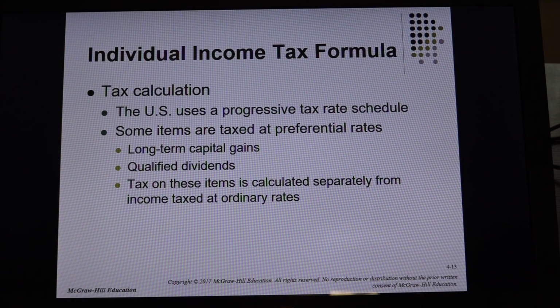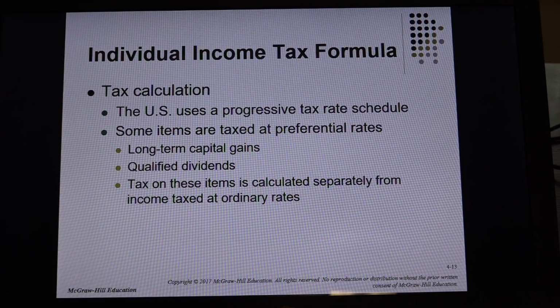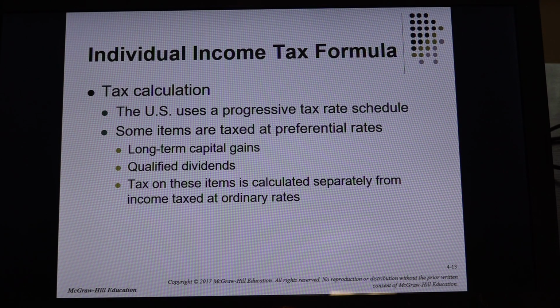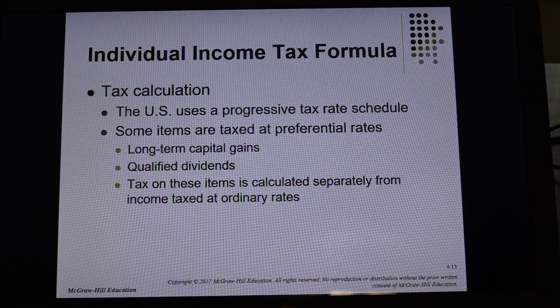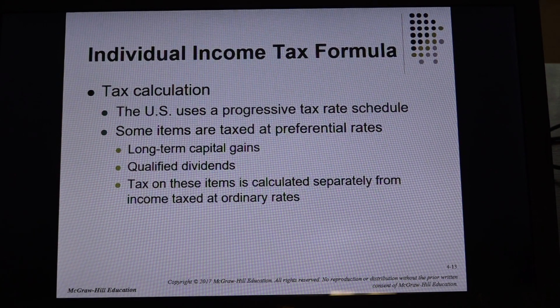So if you're using software, obviously this does it for you automatically. Income up to a certain amount is taxed at 10%. Then a certain amount above that is taxed at 15%, and then a certain amount above that cap at 15% is taxed at 25%, and so on and so forth. Again, certain items are included in taxable income to consider the amount of tax you pay for those preferential items, such as long-term capital gains, qualified dividends, and some other things.